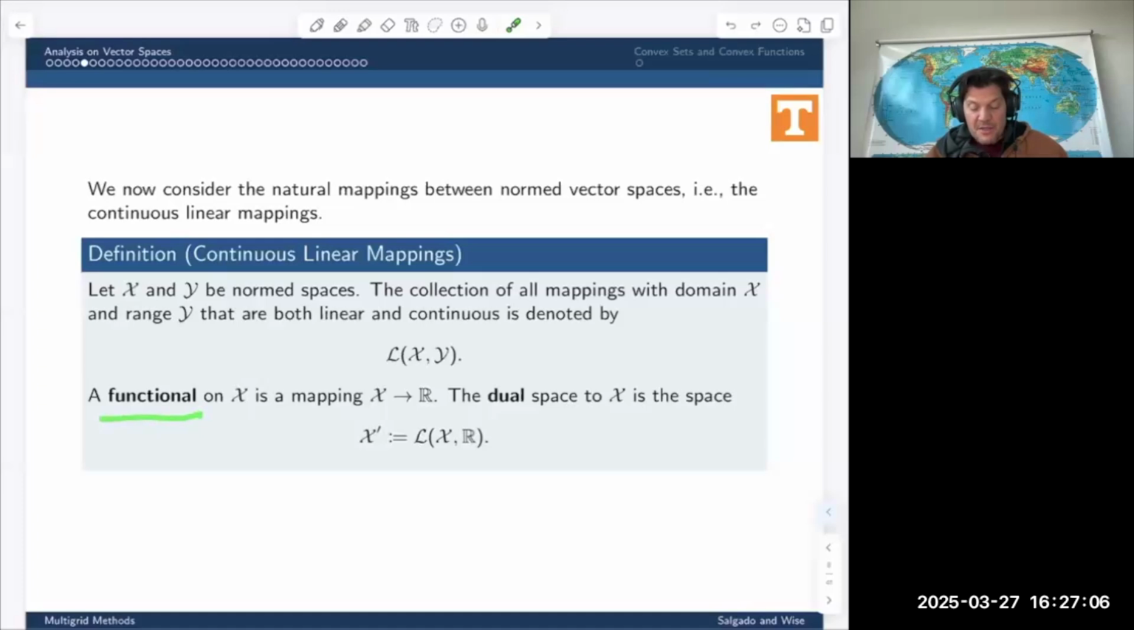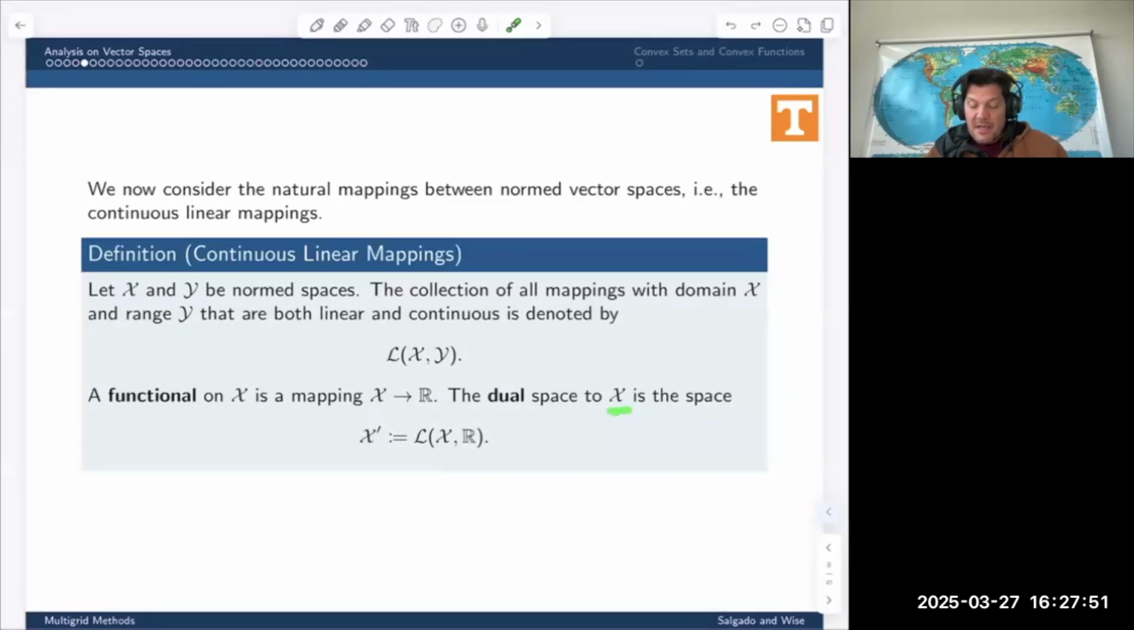A functional on X is a mapping from X into R. We're going to be interested in the collection of all linear functionals, or even the bounded linear functionals, or sorry, I should say at this moment, continuous linear functionals. Those are a special class of functions. Right now, a functional doesn't have to be a linear mapping from X to R. A functional is any mapping from X to R. But the heart of functional analysis is this thing called a continuous linear functional, which is special, so it gets a special name.